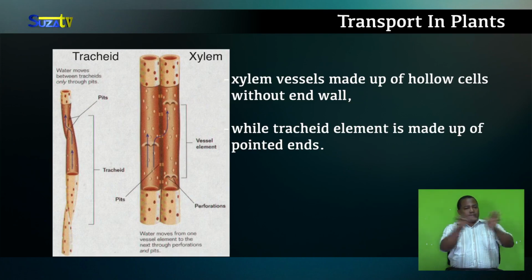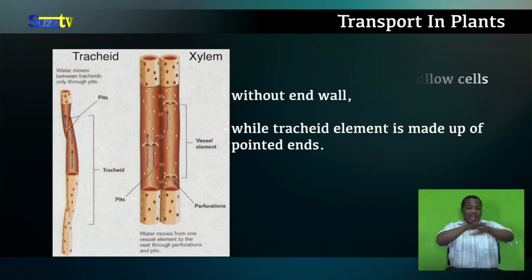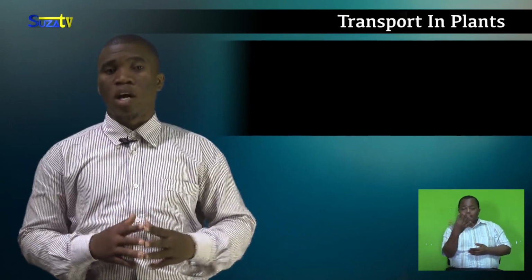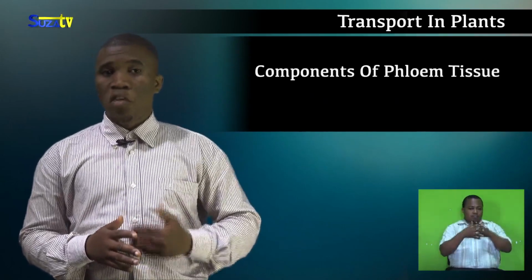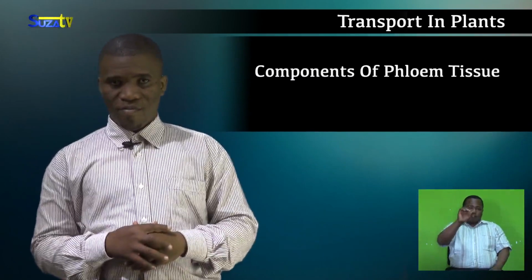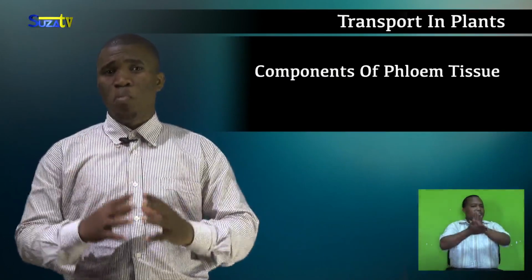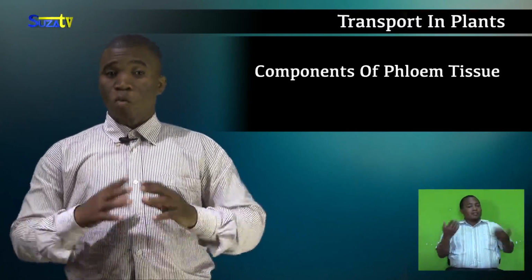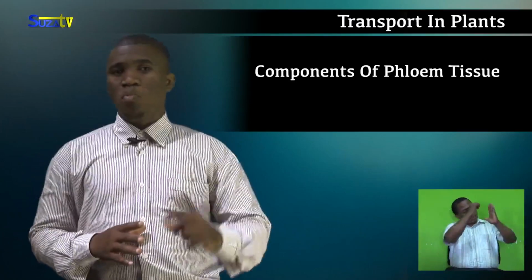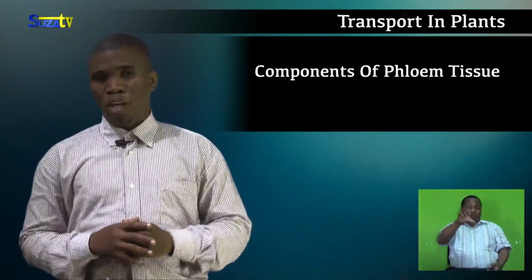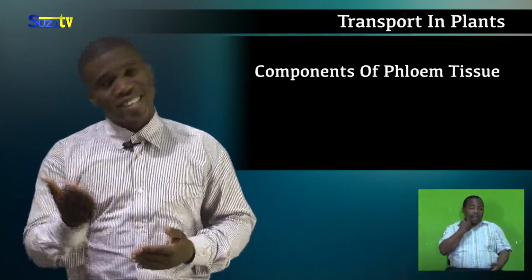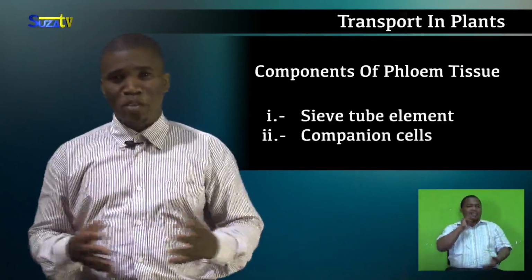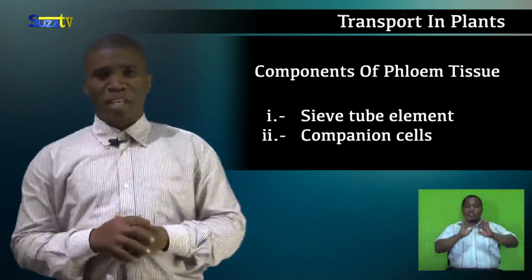My dears, after explaining more concerning xylem tissue, now let's go directly to another type of vascular bundle, which is phloem tissue. Let us start with the components of phloem tissue. My dears, now I want to mention the components of phloem tissue. Who can try, please? Yes, Jamila? Try, please. Very nice, my dears.